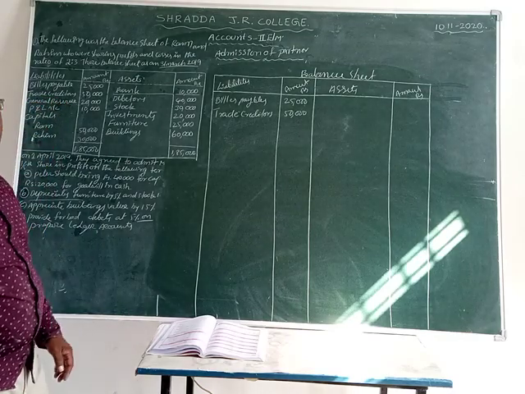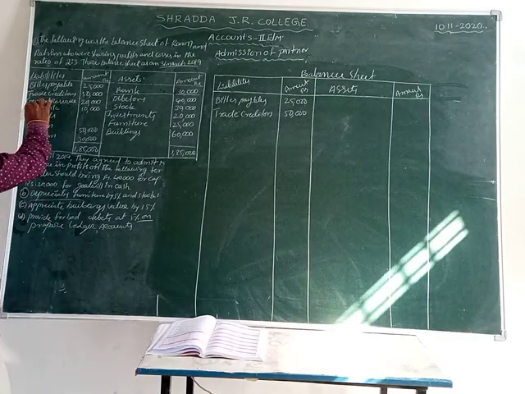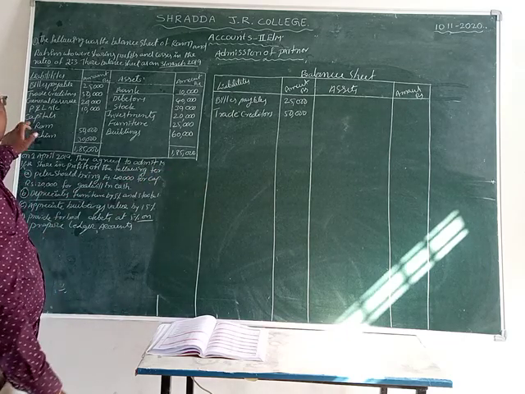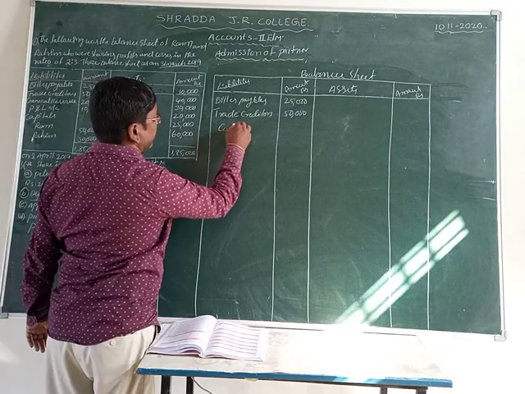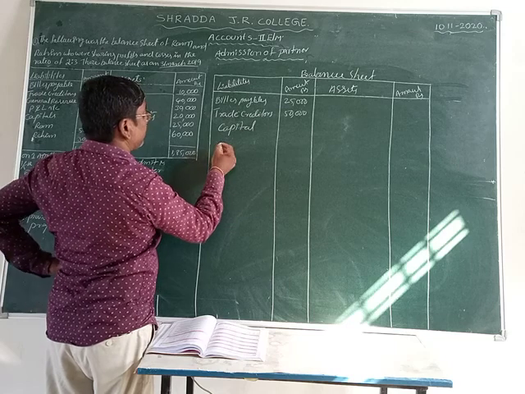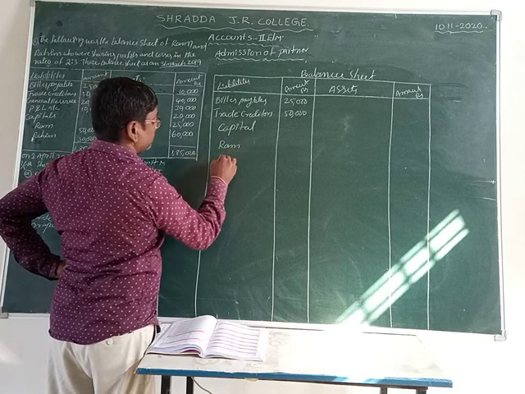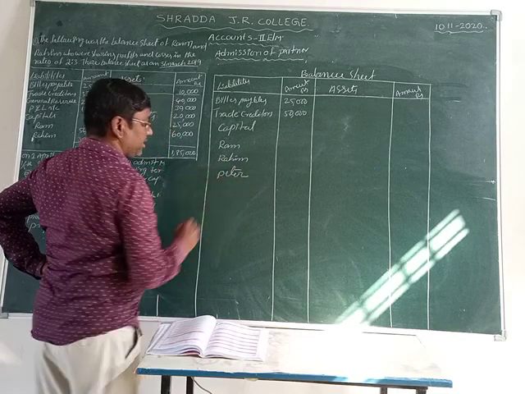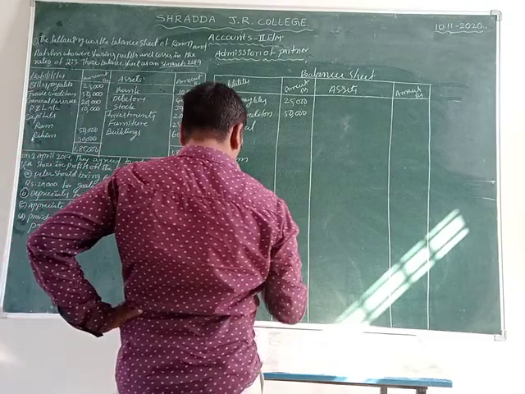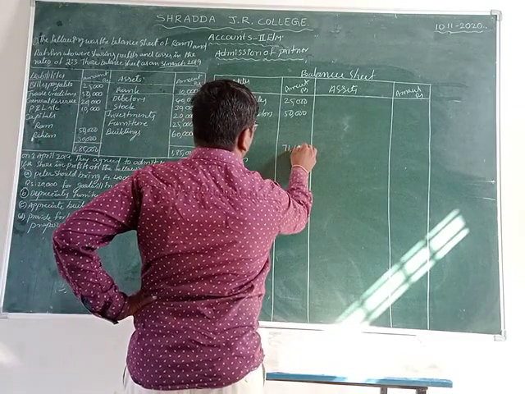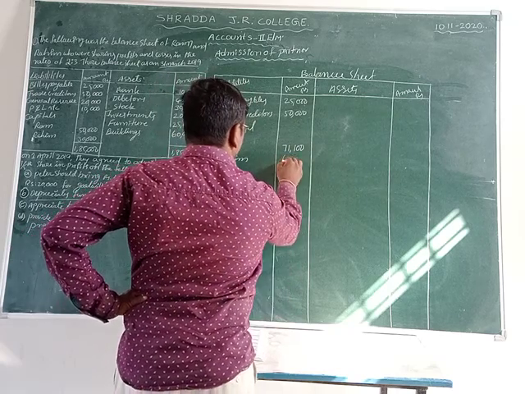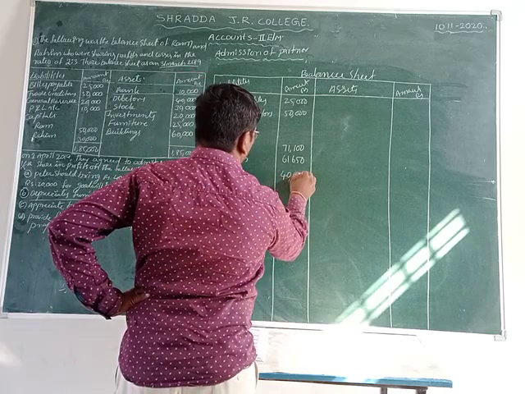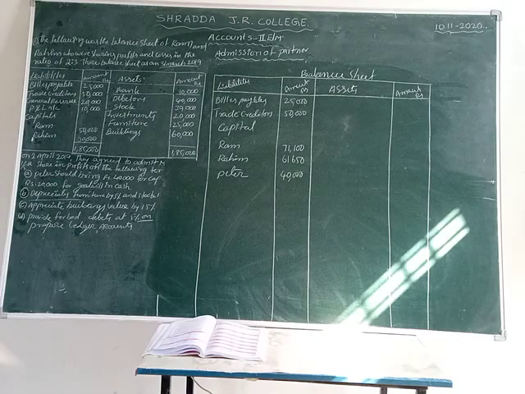Next, general reserves we already took into the partners' capital account. Profit and loss account also we took into the profit and loss account. Partners' capital account, and capitals write down here. Who are the partners here? Ram, Rahim, Peter. Isn't it? So what is the value of Ram? 71,100. What is Rahim? 61,650. What is Peter? 40,000 rupees. These are the three members' capitals.